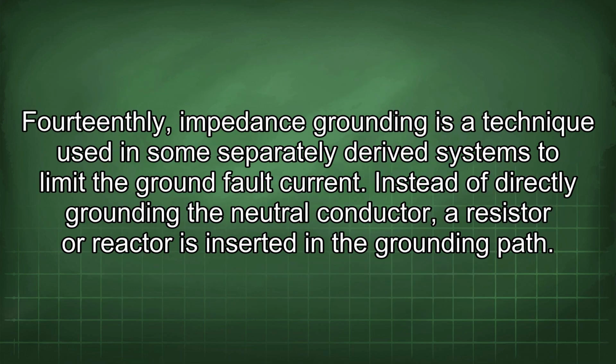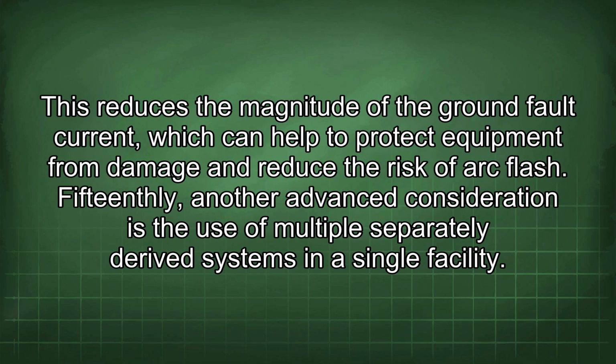Fourteenthly, impedance grounding is a technique used in some separately derived systems to limit the ground fault current. Instead of directly grounding the neutral conductor, a resistor or reactor is inserted in the grounding path. This reduces the magnitude of the ground fault current, which can help to protect equipment from damage and reduce the risk of arc flash.